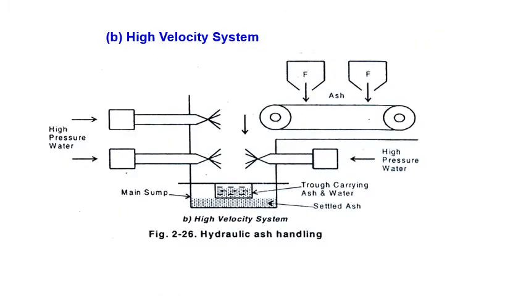In the high velocity system, you can see the high pressure injection has been done at different levels so that the ash will be taken with a higher rate.